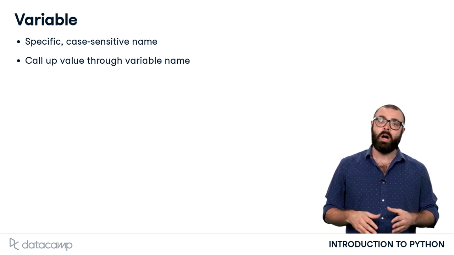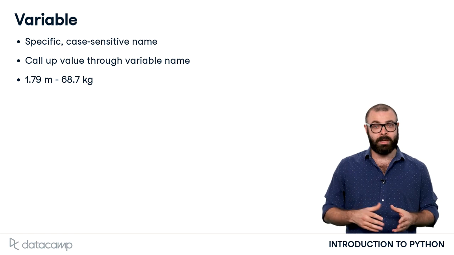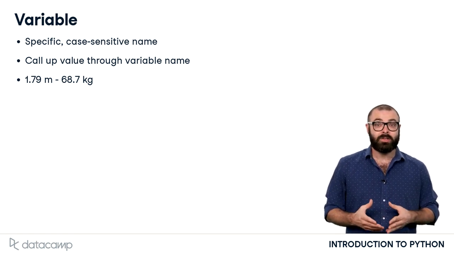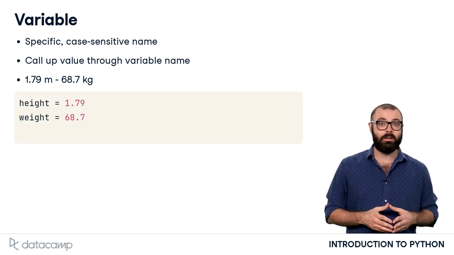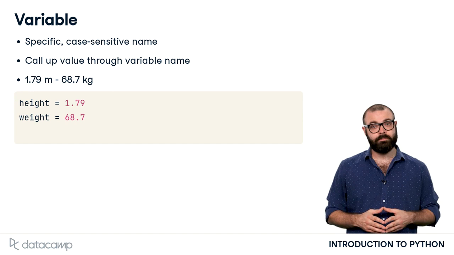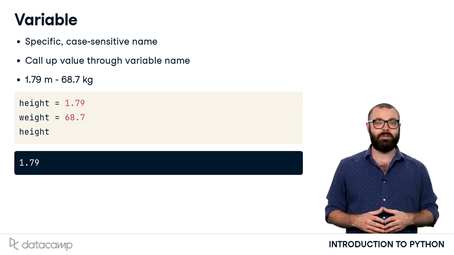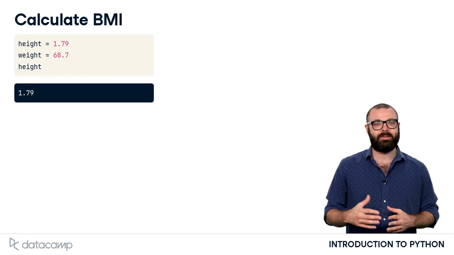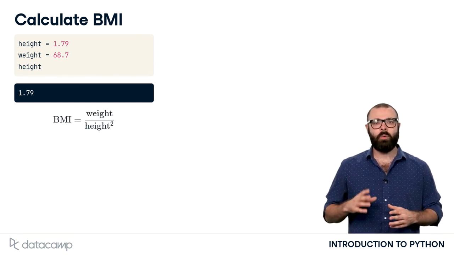Suppose you measure your height and weight in metric units. You're 1.79 meters tall and weigh 68.7 kilograms. You can assign these values to two variables named height and weight with an equal sign. If you now type the name of the variable height, Python looks for the variable name, retrieves its value, and prints it out.